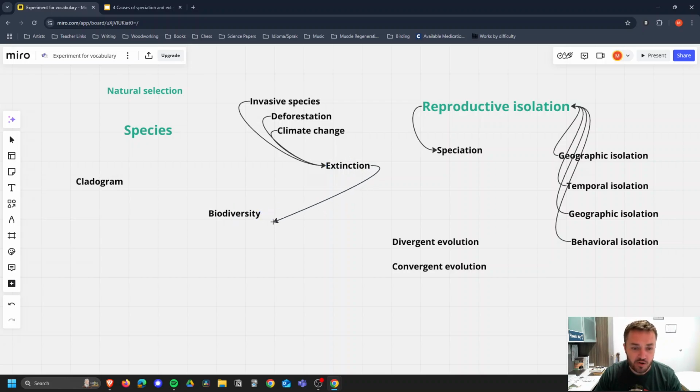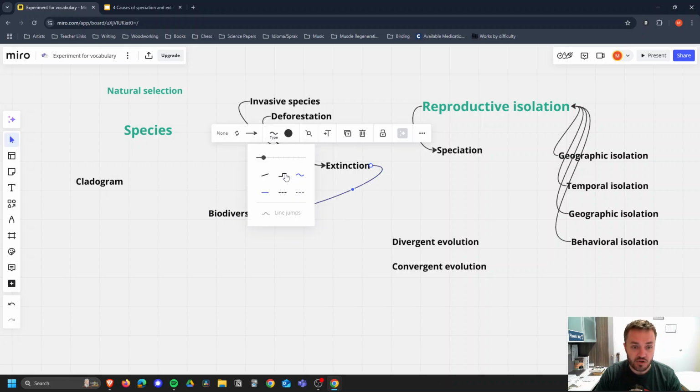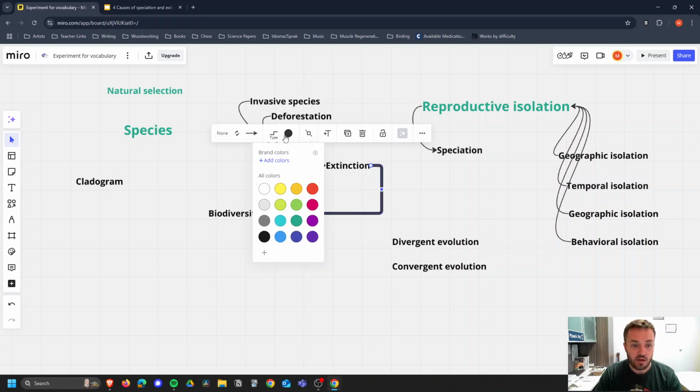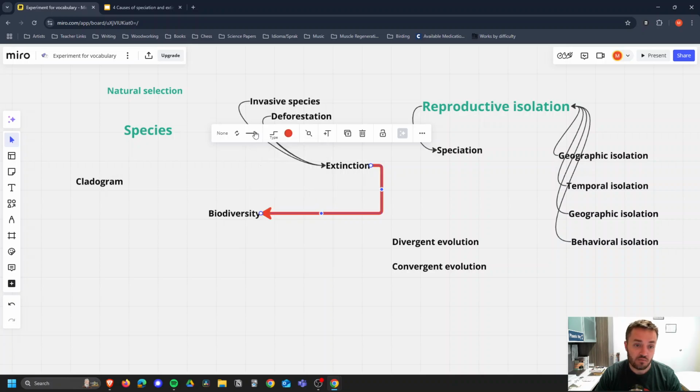So I don't even know if I have an arrow here. Let's see if I can find a little arrow that helps us understand this idea that extinction and biodiversity are enemies. They don't work together. So we'll go ahead and leave that as a red thing to say that biodiversity protects against that. I'm going to flip that arrow there, right? Biodiversity protects against extinction.